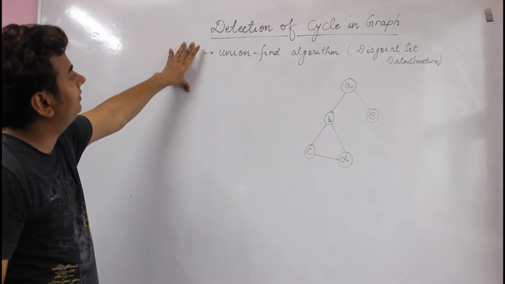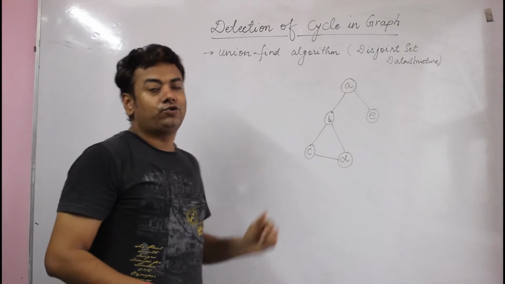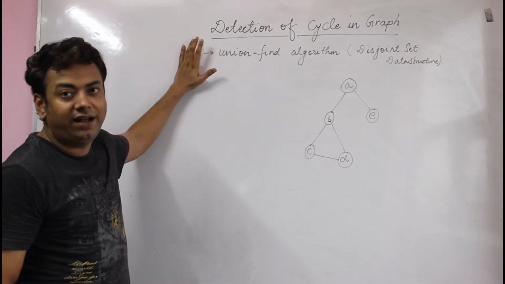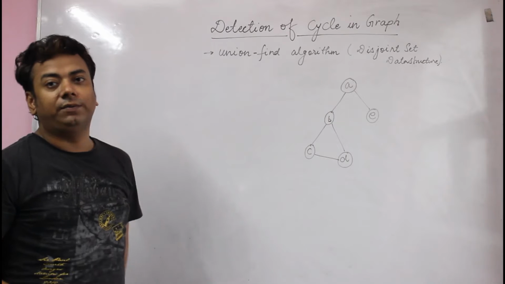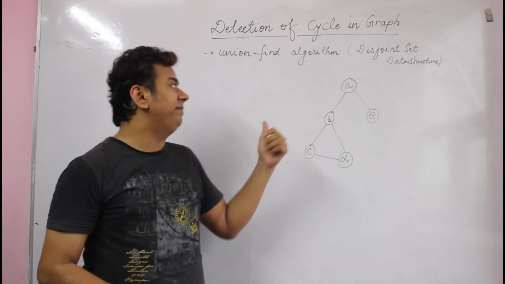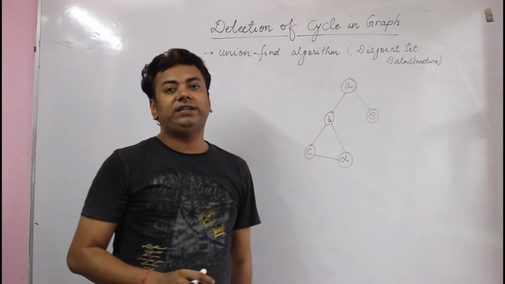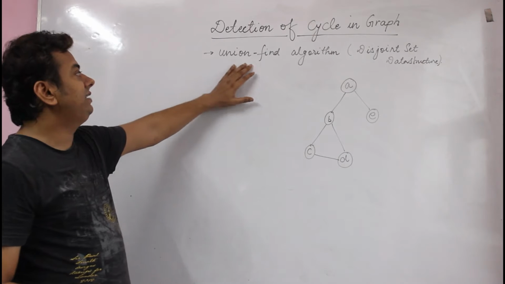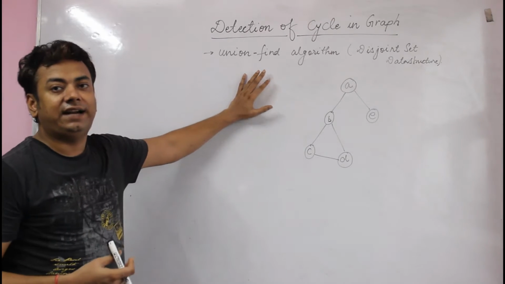So here we have a problem of detecting the cycle in a graph. The detection of a cycle in a graph is done through the algorithm called the union find algorithm, and this algorithm is achieved by using a data structure called the disjoint set data structure. Before we start this algorithm, let's see an example so that we can easily understand it.